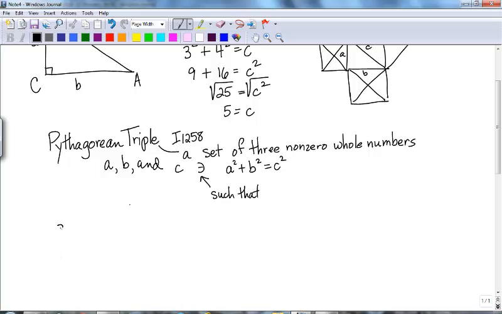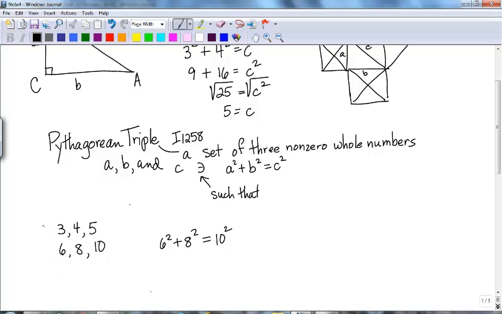Examples: if I said 3, 4, 5 is a Pythagorean triple, you can take that Pythagorean triple and multiply it by 2. If you multiply it by 2, this would be 6, 8, 10. Now, does that hold? 6 squared would be 36, 8 squared would be 64. Does that equal 10 squared, 100? Yeah.